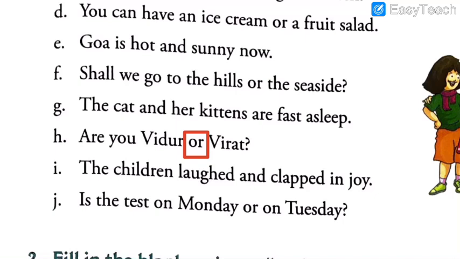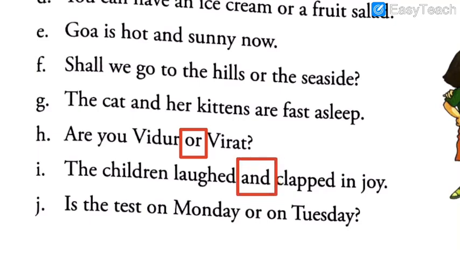Similarly, let us solve one more. The children laughed and clapped in joy. So, what is the conjunction here? Children is the conjunction? No. Clapped is the conjunction? No. In is the conjunction? Obviously not. Then what is the conjunction? Conjunction is and. The children laughed and clapped in joy.